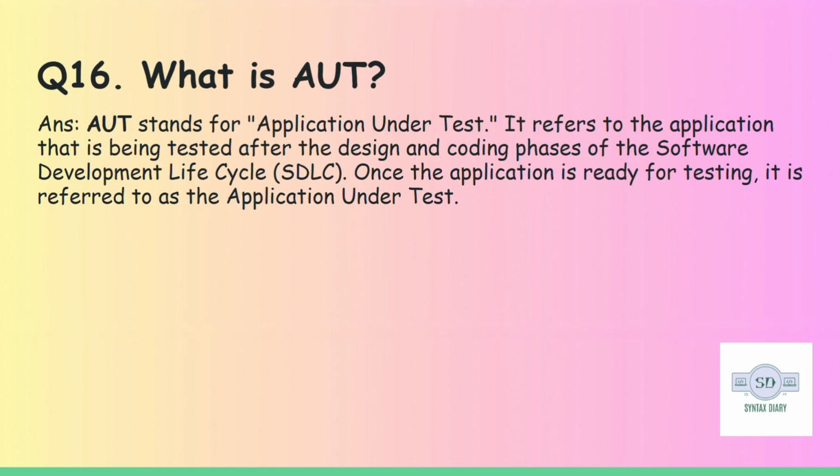What is AUT? AUT stands for Application Under Test. It refers to the application that is being tested after the design and coding phases of the software development lifecycle. Once the application is ready for testing, it is referred to as the application under test.